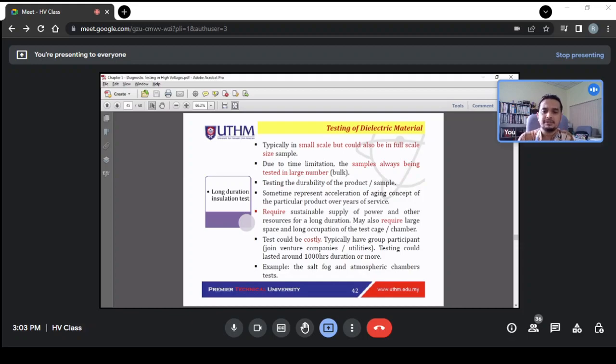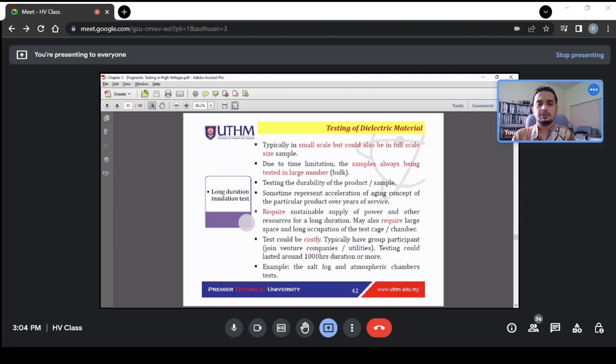Long duration test means that we want to replicate what happened in practice. The insulation material will be used in the power system for more than 10 years, sometimes up to 20, 30 years. We don't have such a period of time to conduct the experiment. All we can do is the accelerated aging test. That means we run the test on the product or on the sample at an accelerated period of time.